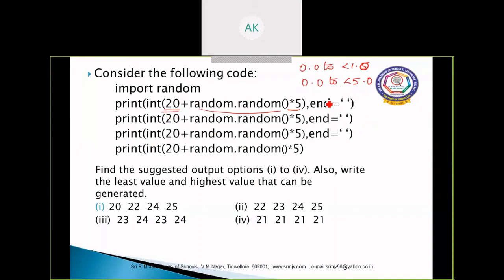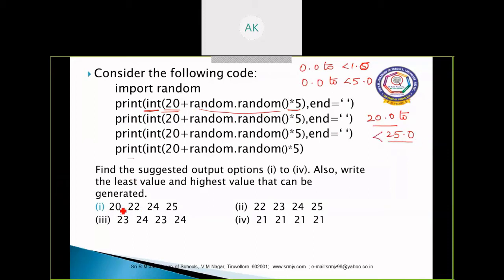So what is the range of values generated by your print statement? 20.0 to less than 25.0, and these floating point values we are converting to integer format. That's why we have integer values as output. As we have four print statements in your code, each option will have four values. In each of the options you will have only values from 20.0 to less than 25.0.